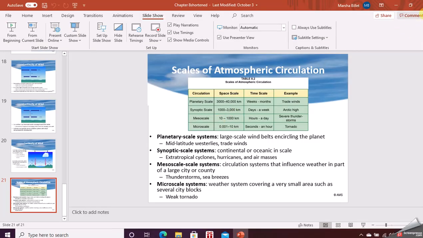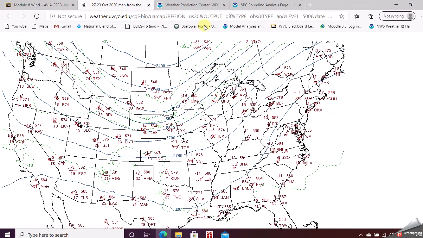So with that, let's take a look at just a couple things here. This is a 500 millibar chart today. I got this out of the University of Wyoming. Look at the winds, how they parallel these contours. Not much difference. The stronger the winds, the more parallel they are. The tighter the gradient is, the stronger the winds are. This is a classic example of a geostrophic wind.